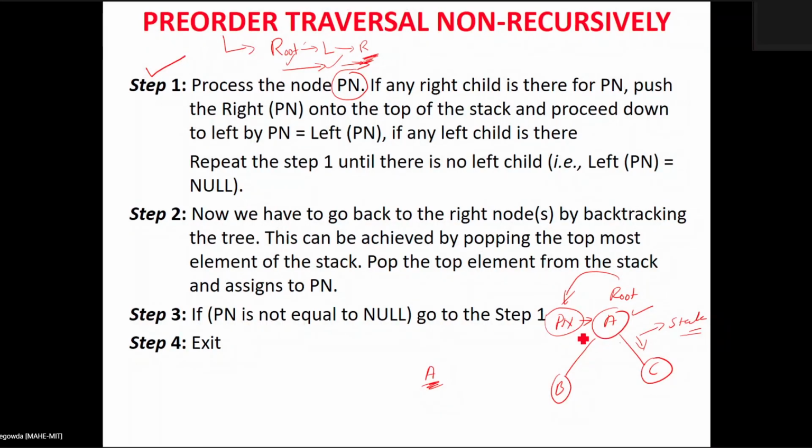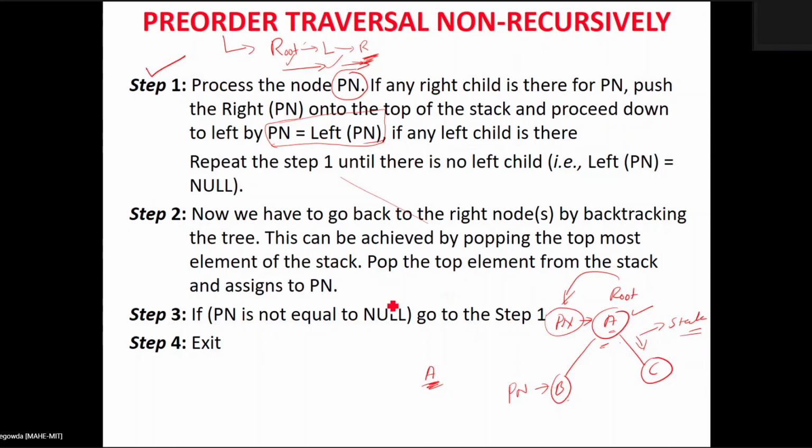Then our present node will be updated, so that Pn is pointing to the left node of A. That is, Pn is equal to left of Pn, which means we assign the address of the left subtree of this node A to Pn, if there is any left child. Now, in this example, the left child is present for node A, so Pn is pointing to B right now.